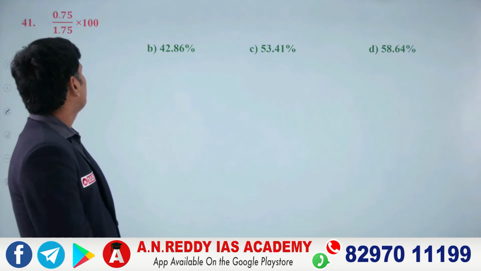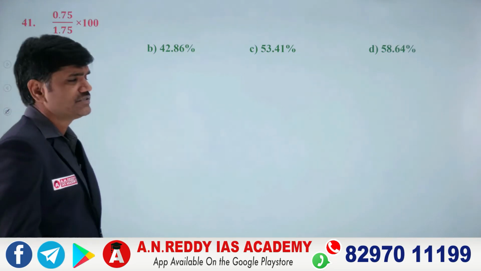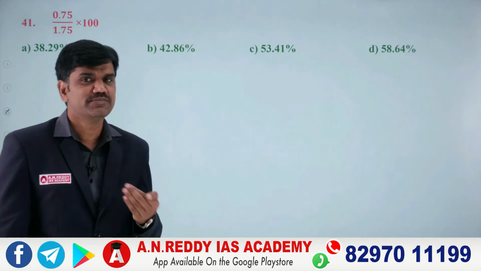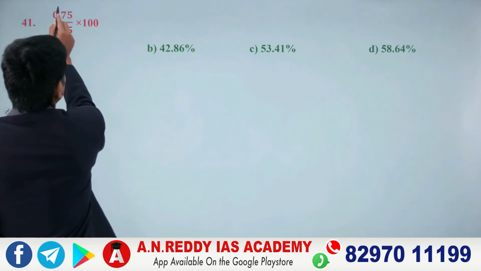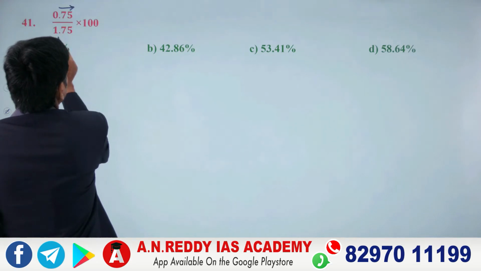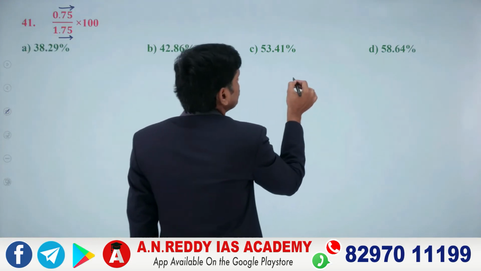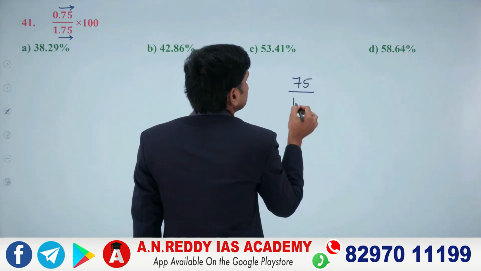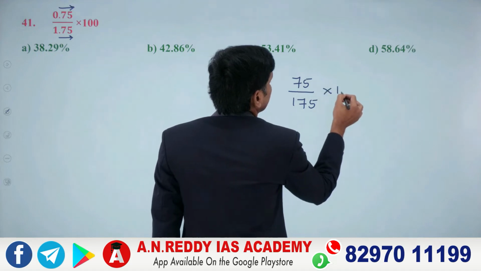41. 0.75 by 1.75 into 100. As I already suggested, whenever you come across decimals, try to erase decimals by adjusting them. So you have to move the decimal place by 2 places to the right at the top, and 2 places to the right at the bottom also. Then it will give you 75 by 175 into 100.